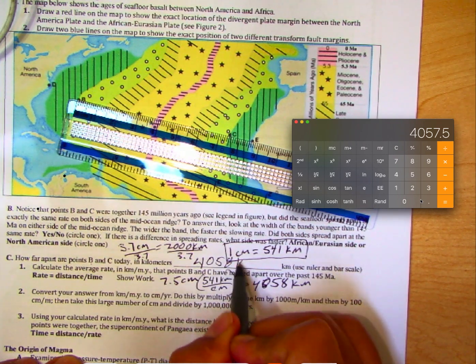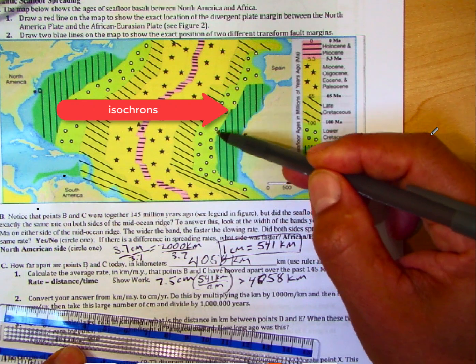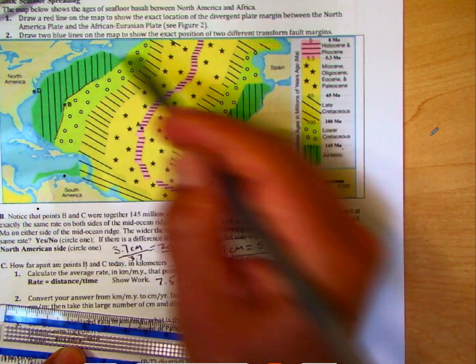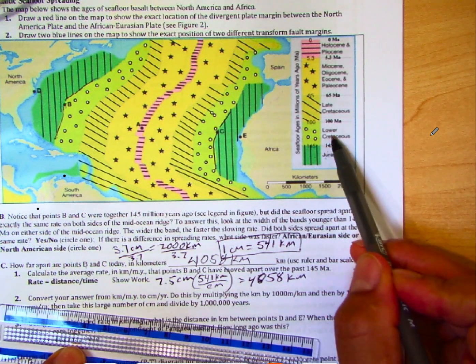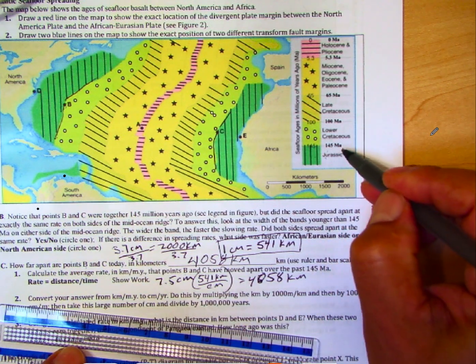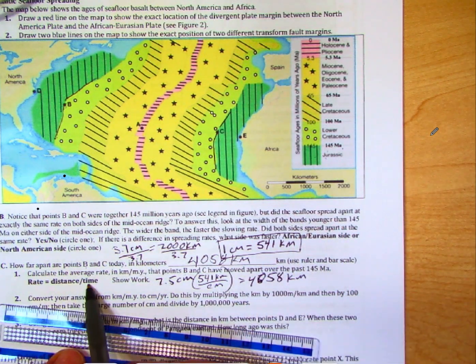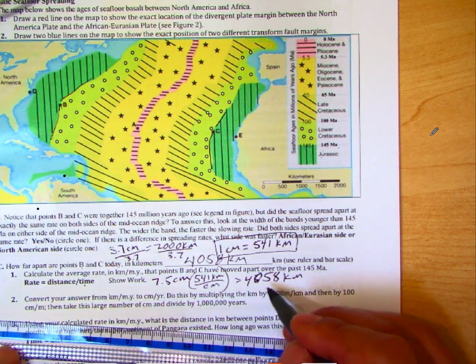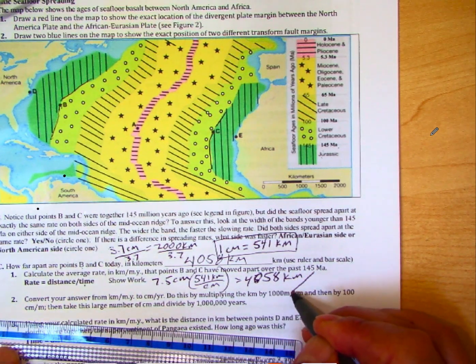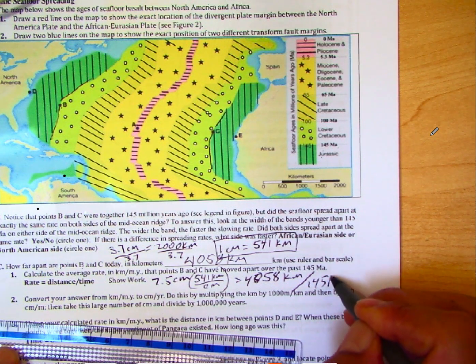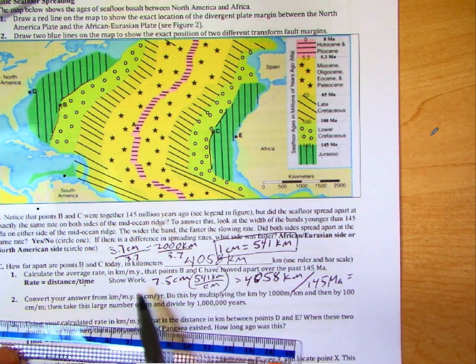4,058 kilometers. So note that the isochron at C, this line right here, and the isochron at B, this line over here, they both sit on the boundary between the Jurassic and Lower Cretaceous ages for the seafloor, and those isochrons are 145 million years old. So that's the time we have there. So we know the distance, which is 4,058 kilometers, and we're going to divide that by the time, which is 145 million years. And that's going to give us our rate, in this case, in kilometers per million years.